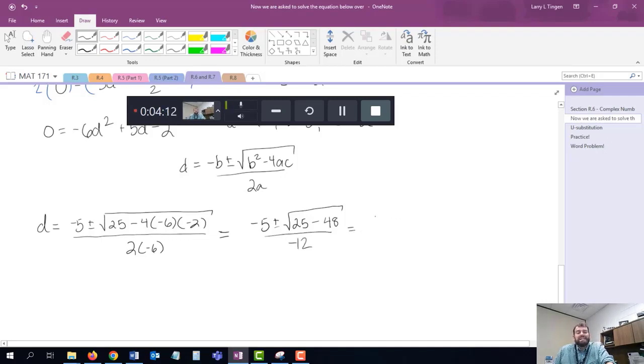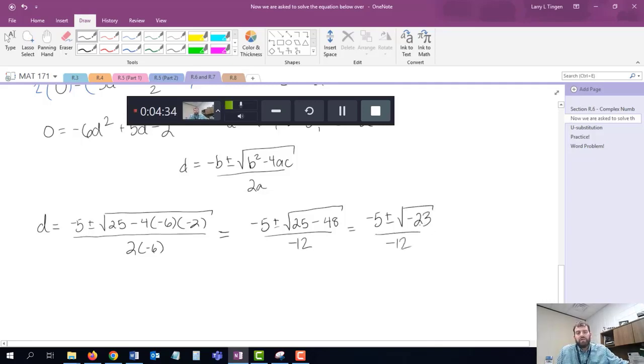25 minus 48. What does that do? 25 minus 48 comes out to negative 20. What? Okay. Well, it'd be almost 25. It would almost be 25, but it's not. So I think it's negative 23 here.